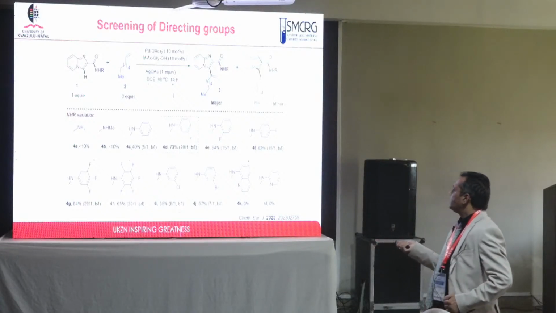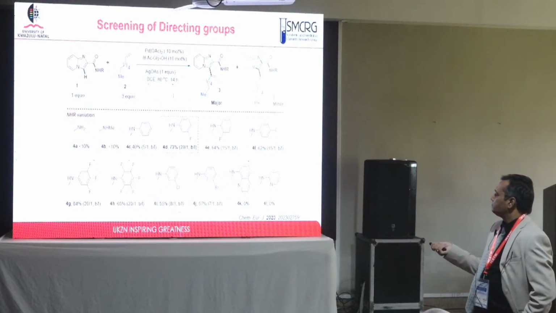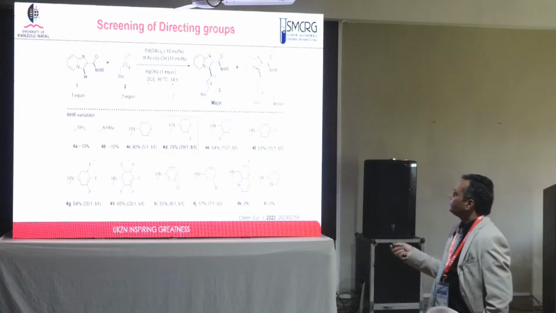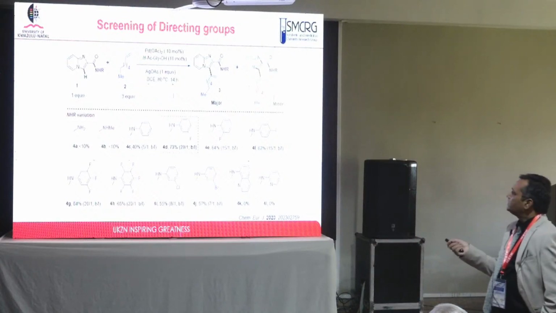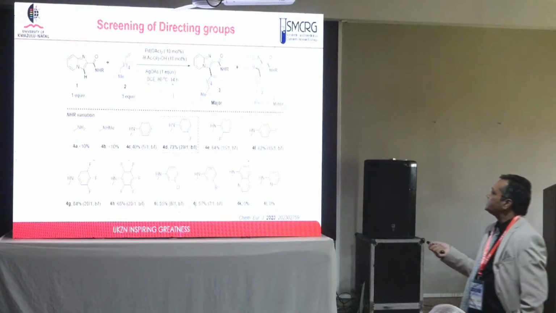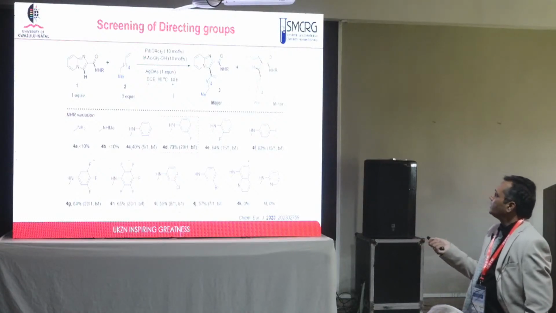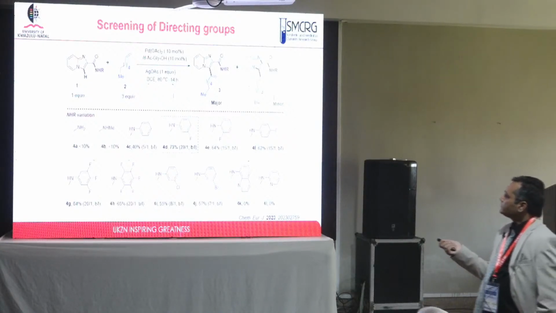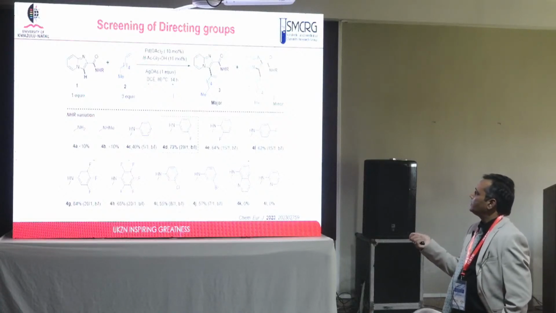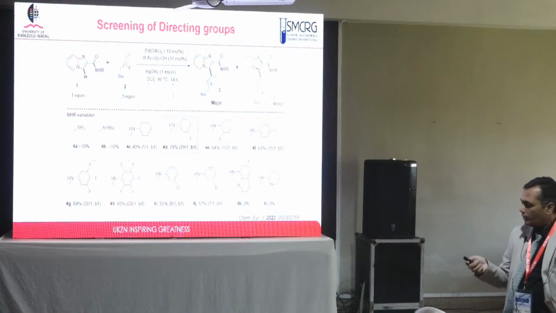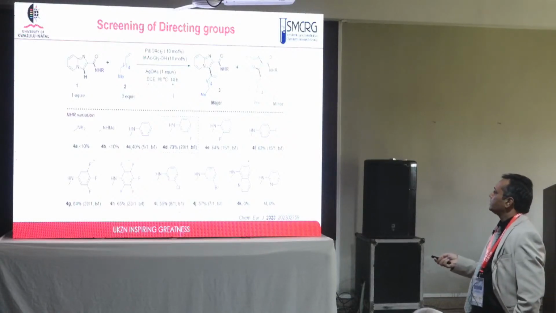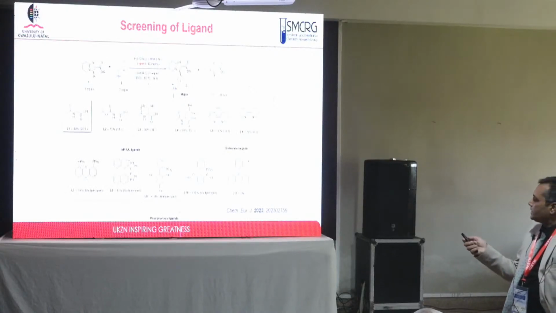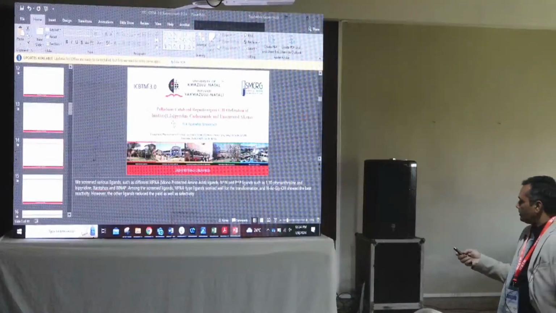We also used some bidentate ligands as well, but the reactivity fell. There was not much great product. Okay, so we were able to perform this reaction at 10 mol%, with monoamino protected amino acids, that is N-acetylglycine, and then DCE at 80 degrees for 14 hours, and we were able to get this product. So going further, screening of ligands, we took different ligands, like as I said, different amino acids.